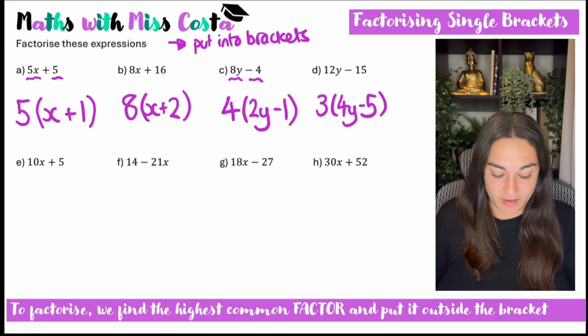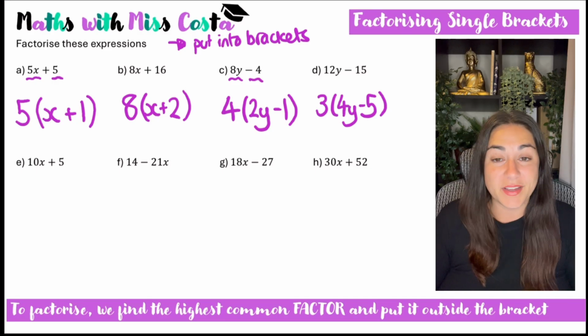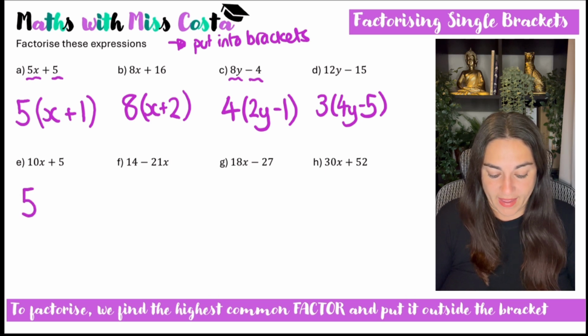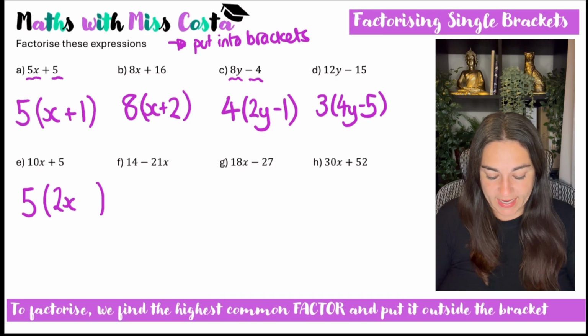Okay, so over here I'm looking at 10x plus 5. So I'm looking for the highest common factor, the largest number that fits into 10x and 5. So that would be 5. I put that outside the brackets, and then I think to myself, 5 times what makes 10x? 5 times 2 makes 10, so that would be 2x. And 5 times 1 makes 5.